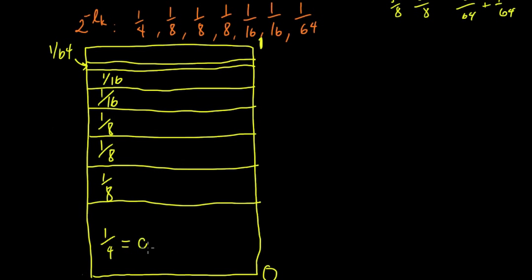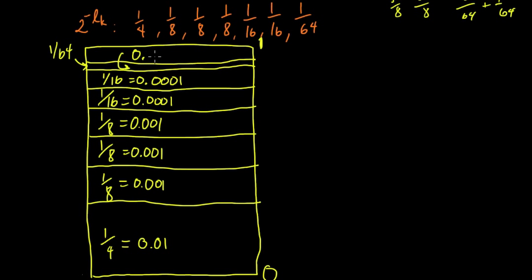So here we have 0.01, 0.001, 0.001, 0.001, 0.0001, 0.0001, and the last one, maybe I'll squeeze it in here. It's this guy, 0.000001. Right. So that was 4. That's 6.